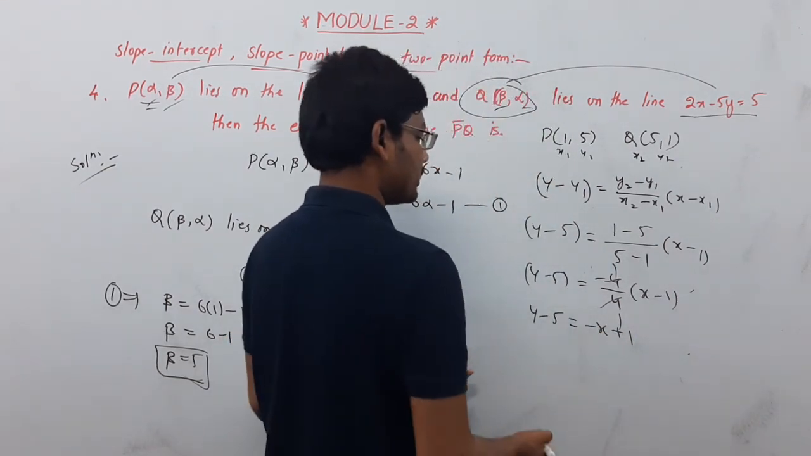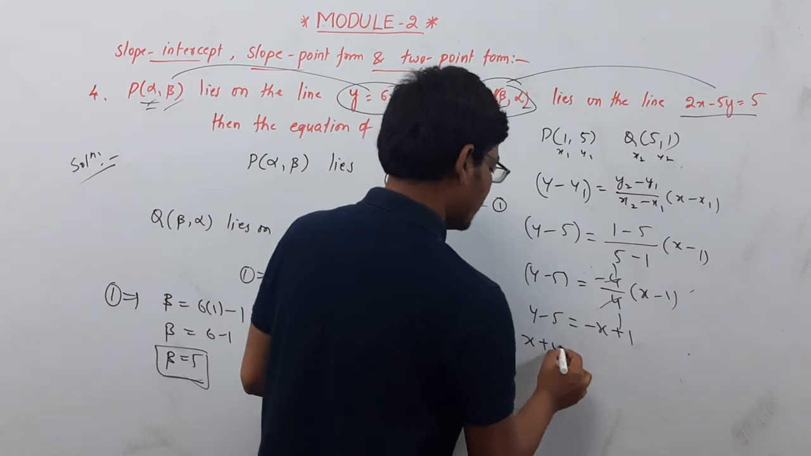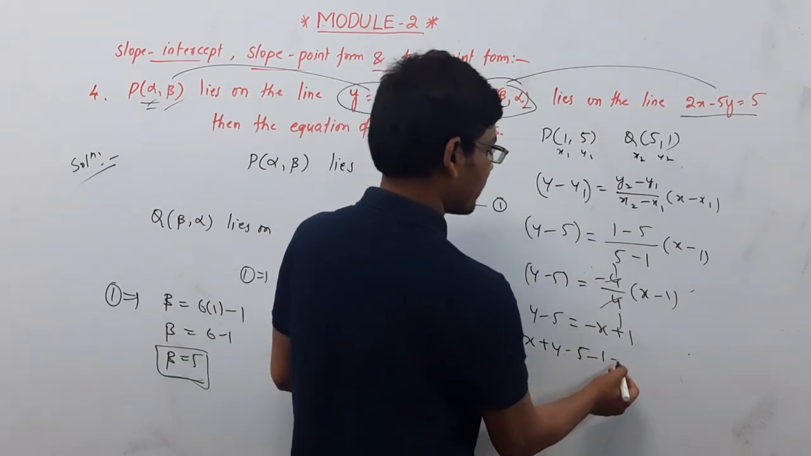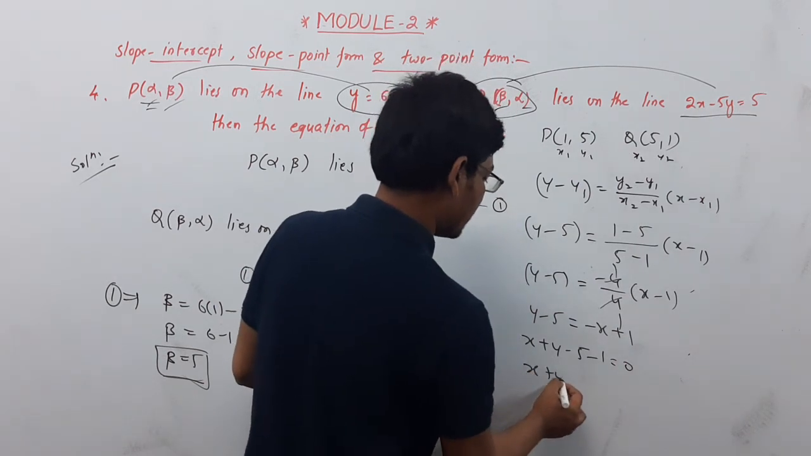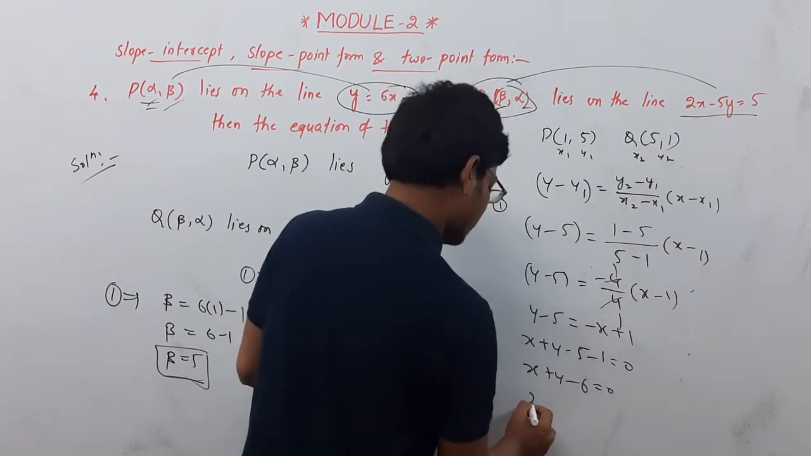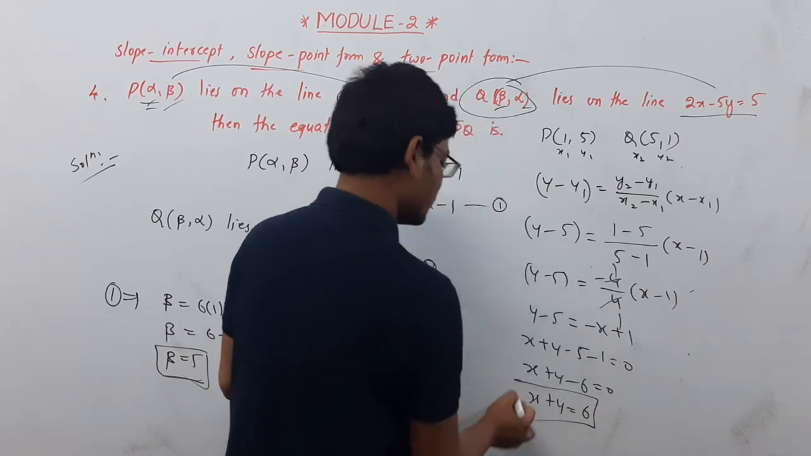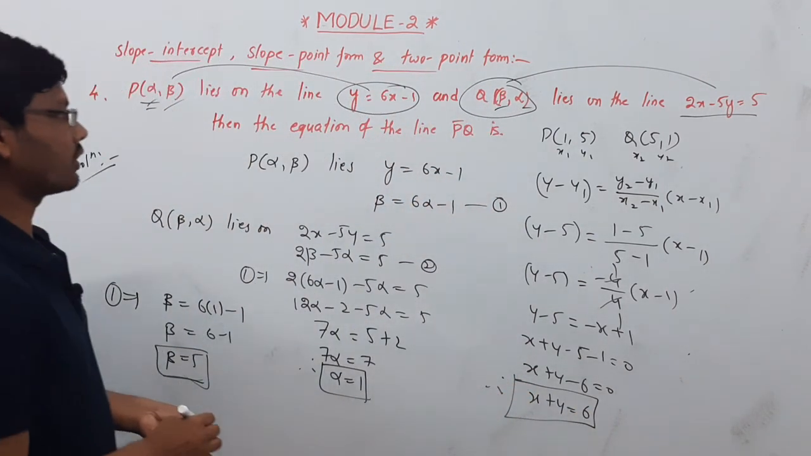Let's bring all the terms to one side. So x plus y minus 5 minus 1 is equal to 0, x plus y minus 6 is equal to 0. Otherwise we can write x plus y is equal to 6. This is the complete solution for this question.